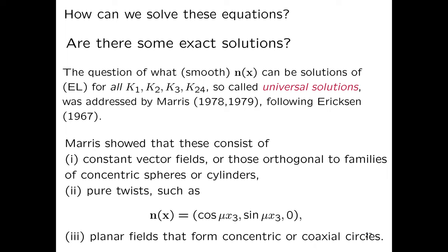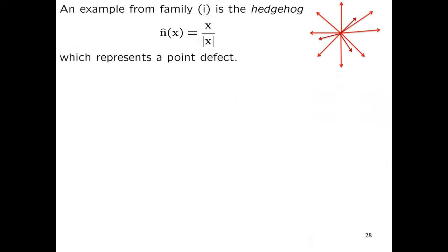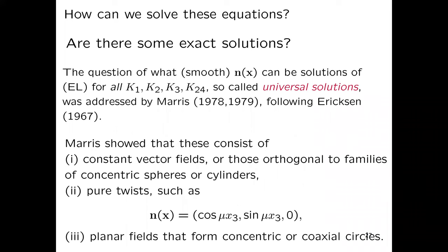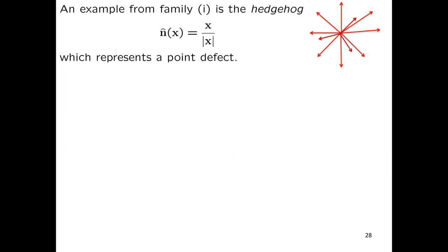Okay, so that's a lot of work to get, actually. I've never done the calculations that are in the paper. In any case, one of the families was vector fields that are orthogonal to families of concentric spheres. And one of those universal solutions is the so-called hedgehog, which is given by n(x) is x over norm x, so it's pointing radially outwards from a point.